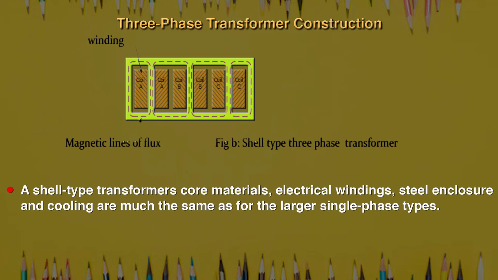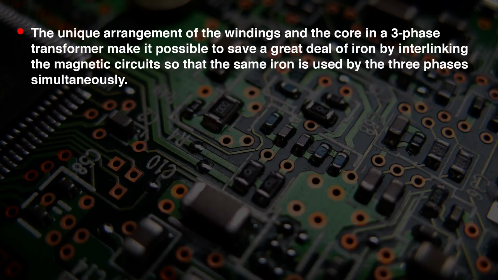A cell type transformer's core materials, electrical windings, steel enclosure and cooling are much the same as for the larger single phase transformer. The unique arrangement of winding and the core in a three-phase transformer makes it possible to save a great deal of iron by interlinking the magnetic circuit so that the same iron is used by the three phases simultaneously.